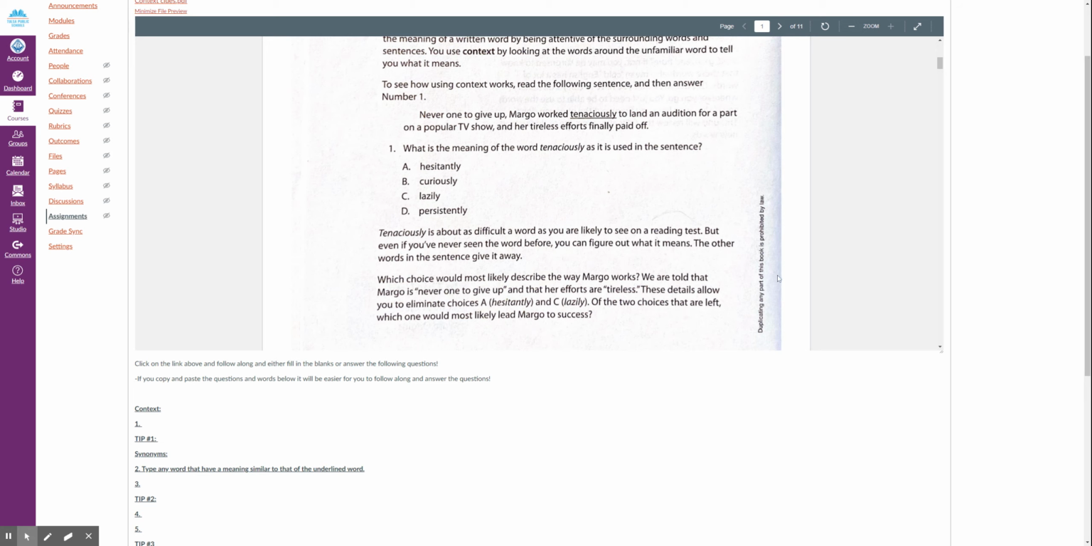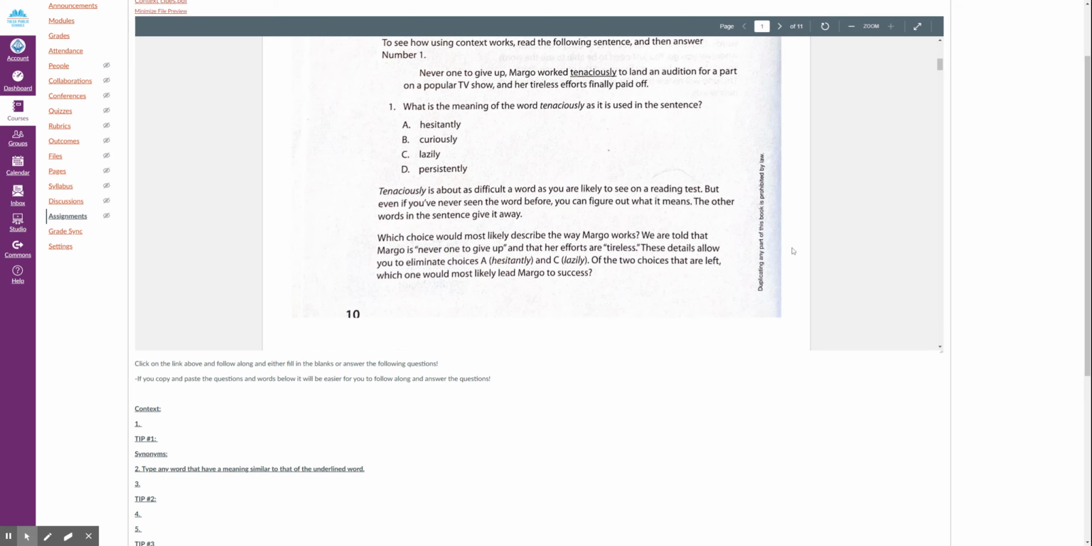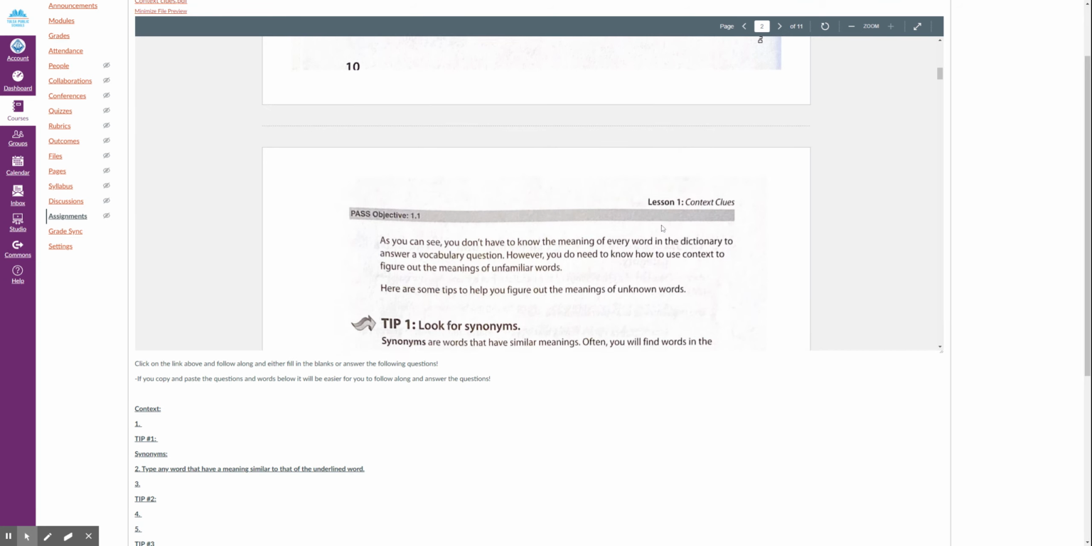So which choice would most likely describe the way Margot works? We are told that Margot is never one to give up and that her efforts are tireless. These details allow you to eliminate choices A, hesitantly, and C, lazily. Of the two choices that are left, which would most likely lead Margot to success?